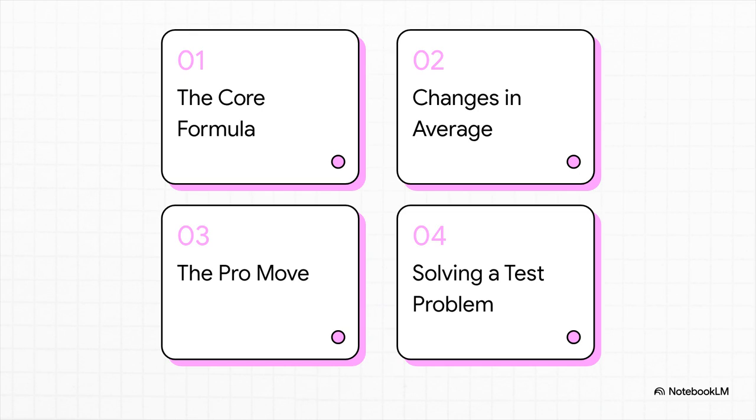So here's our game plan. We're going to start with the absolute basics, the core formula. Then we're going to quickly level up to the shortcuts that really make a difference. After that, we'll get into a pro-level trick for those really messy numbers, and finally, we'll put it all together to crush a tricky test problem.